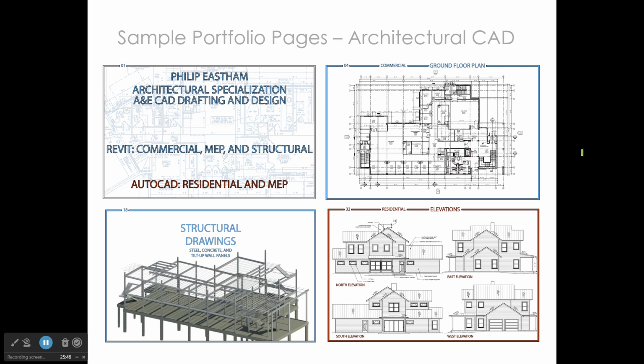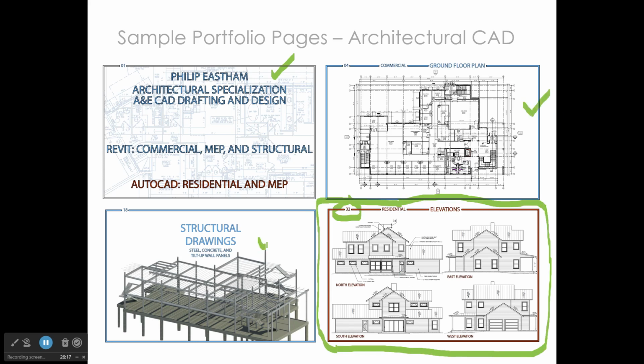Here are 4 sheets, including the title page, for a portfolio that included structural, MEP, commercial, primarily in Revit. This student mainly wanted to work in Revit. But here we have a sheet, and he actually has pages. He has page number 32 of some architectural elevations that were done using AutoCAD. Everything else was done using Revit.